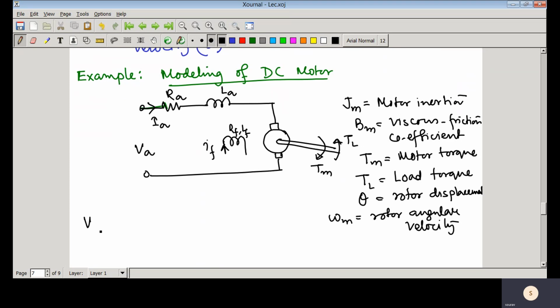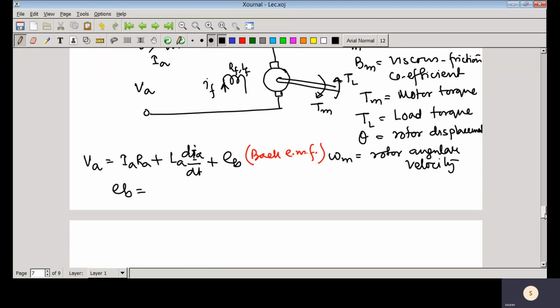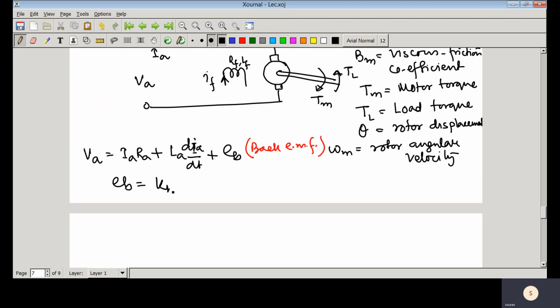So first we write the KVL: the applied voltage equals the armature current into the armature resistance, then LA dIA by dt, plus the back EMF. This one is called the back EMF. I hope you all know, in first year you have studied it. And what is the back EMF? EB. The back EMF is directly proportional to the angular velocity of the shaft.